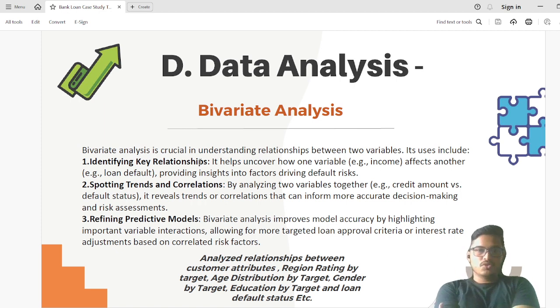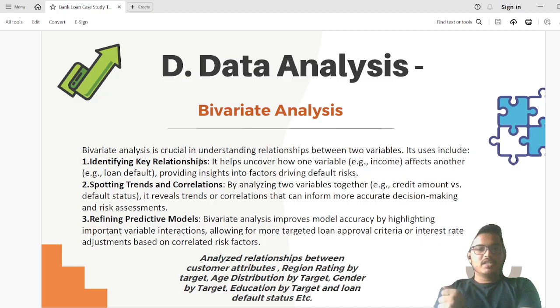The bivariate analysis is crucial in understanding the relationship between the two variables. Its uses include identifying the key relationship. It helps uncover how one variable, for example the income, affects another, for example the loan default, which provides insights into the factors driving default risk. Second, spotting trend and correlation. By analyzing two variables together, for example the credit amount versus the default status, it reveals trends and correlations that can inform more accurate decision making and risk assessment.